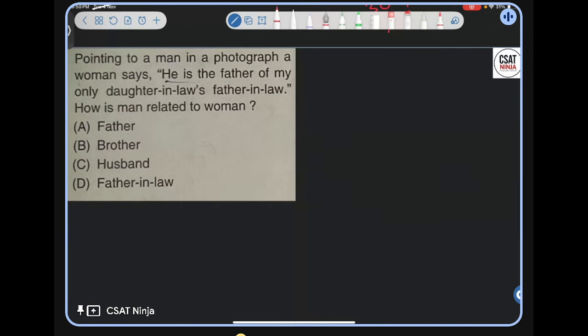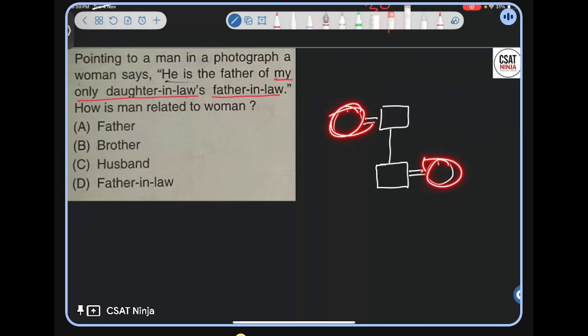I'll solve from this way. My only daughter-in-law's father-in-law. Only daughter-in-law. Can I say like this? This woman is married to someone, and it says my only daughter-in-law. That means this married couple will have a son, and he will be married to someone. That means this will be the only daughter-in-law of this one, right? So my only daughter-in-law will be this woman's son's wife.